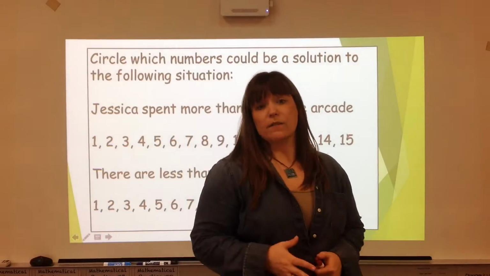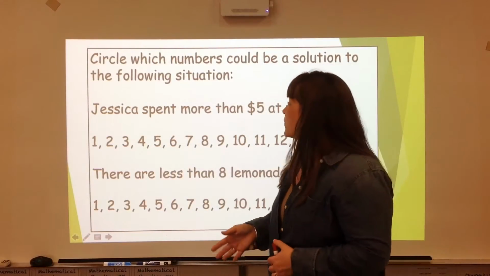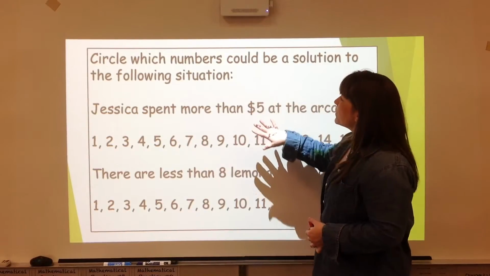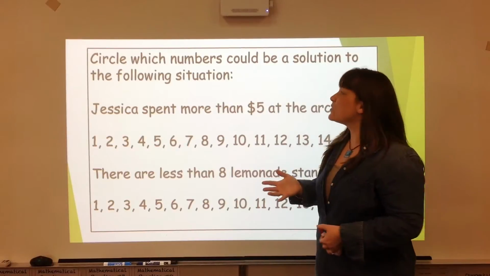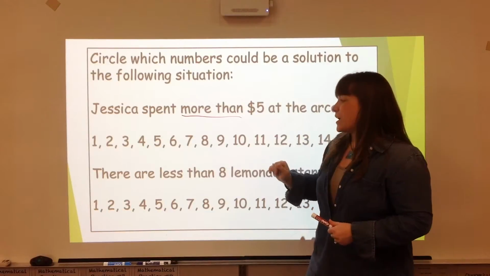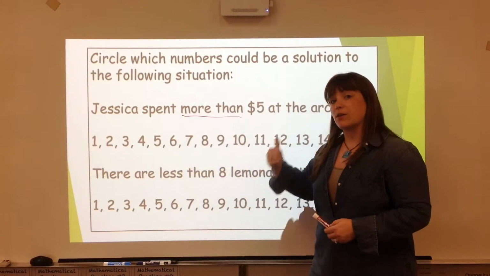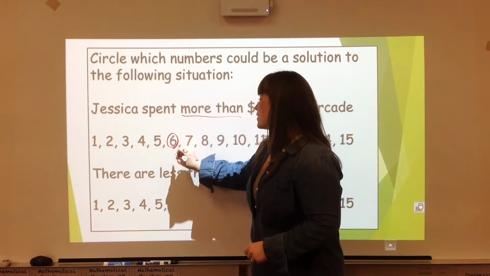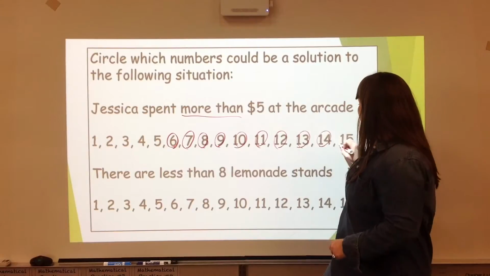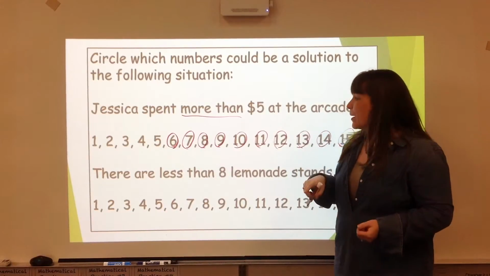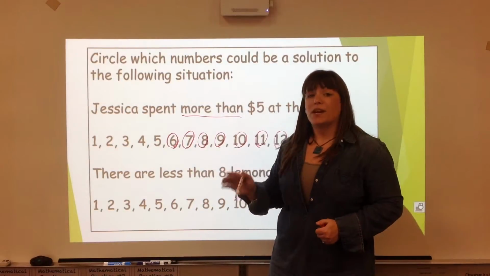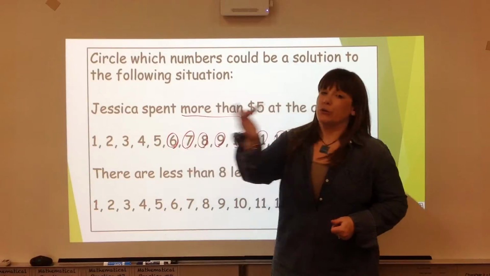The first thing on the front cover, we're going to be asking ourselves a question and thinking about what are possible answers to this situation. So we're going to circle numbers that could be answers to this first situation. Jessica spent more than $5 at the arcade. That means the answers have to be bigger than 5. So I could circle 6, or 7, or 8, or 9, all the way across. I could keep going if my list was bigger numbers. But the most important thing is that if we're spending more than $5, we can't circle 5. It has to be greater than 5.